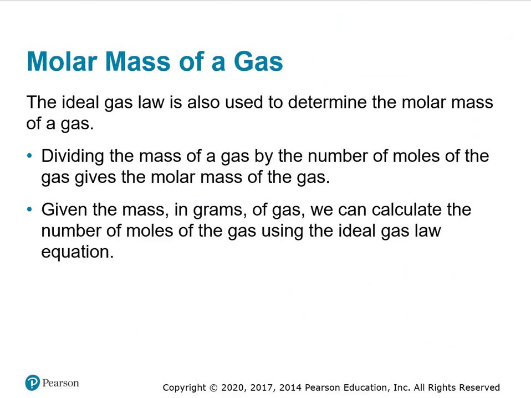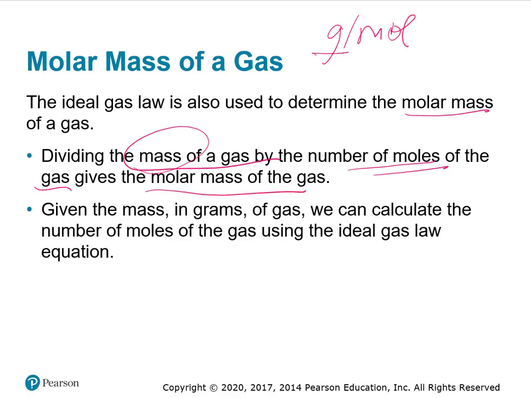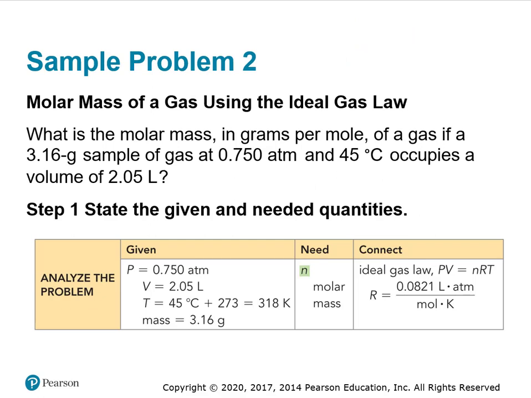The ideal gas law is also used to determine the molar mass of a gas. Dividing the mass of a gas by the number of moles of the gas gives us the molar mass, right? Molar mass is grams per mole. So if I know the mass of the gas and I divide it by moles of the gas, that would give me the molar mass. Let's try an example problem.